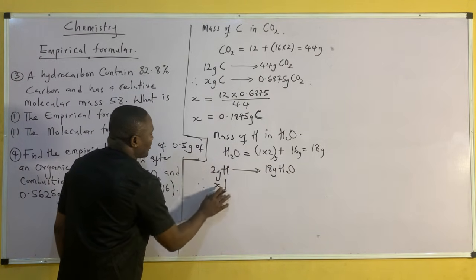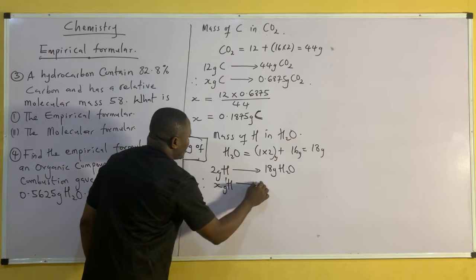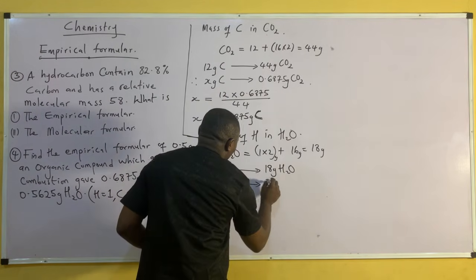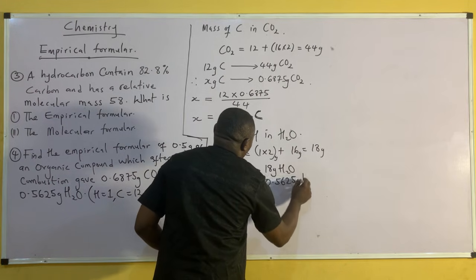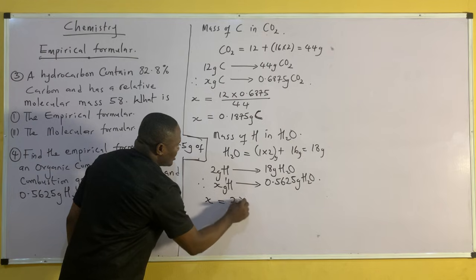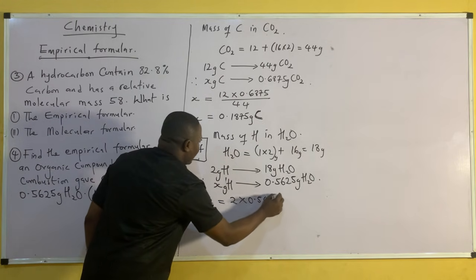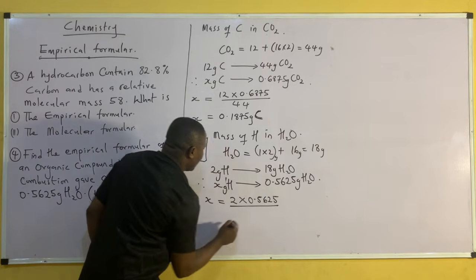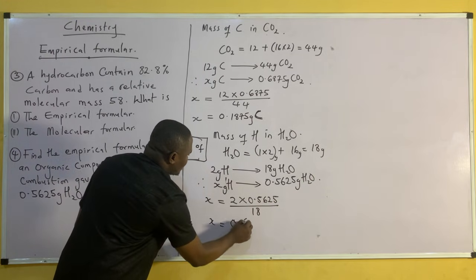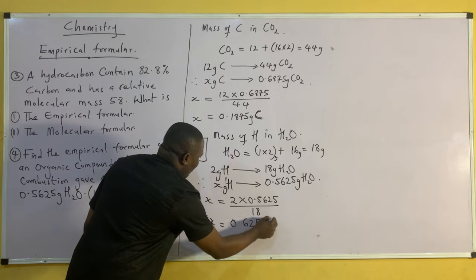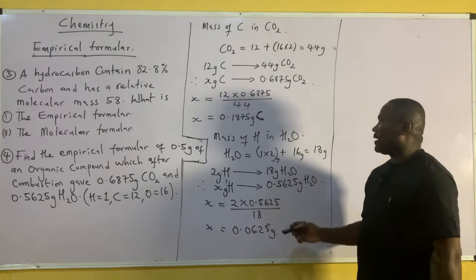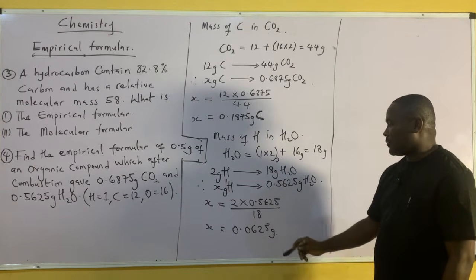Therefore, X gram of hydrogen will be present in 0.5625 grams of H2O. Now, what is X? X will be equal to 2 times 0.5625 over 18. What is X equal to? X is equal to 0.0625 gram of hydrogen. Now we have the mass of carbon, we have the mass of hydrogen.